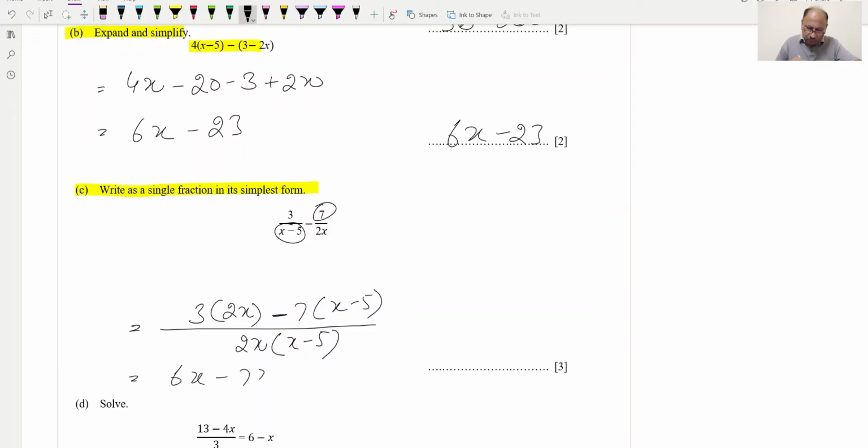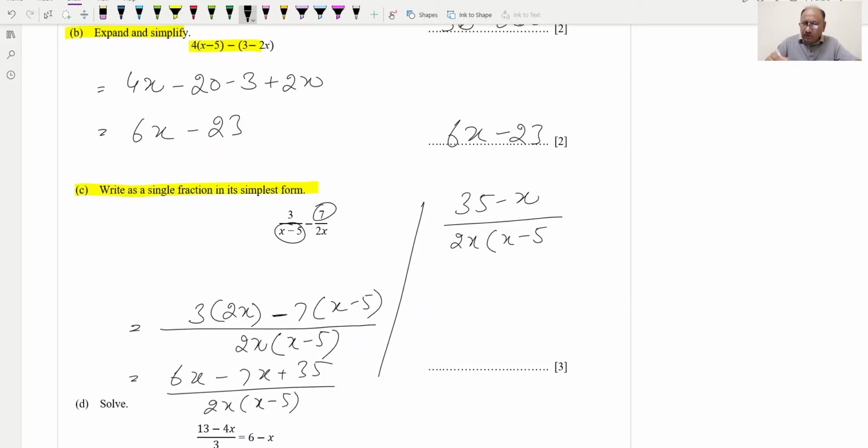divided by 2x into x minus 5. Further we can solve here, and this will be 6x minus 7x, so it will be minus x. So we can write 35 minus x divided by 2x into x minus 5, and this is the simplest possible answer which you can write, for the simplification is not possible, so this will be our final answer.